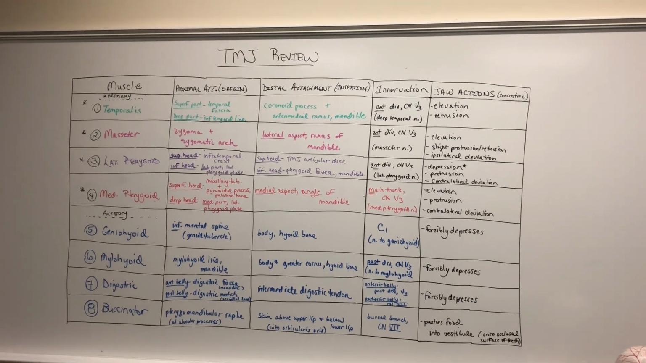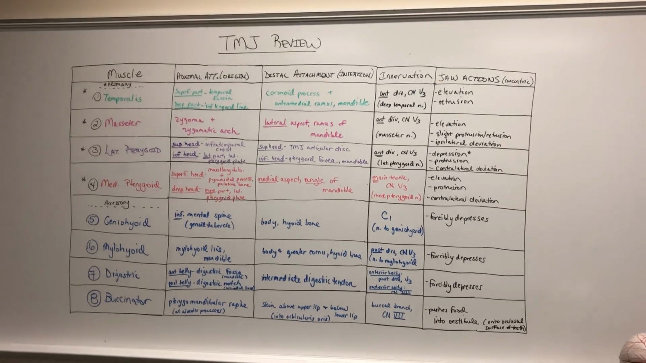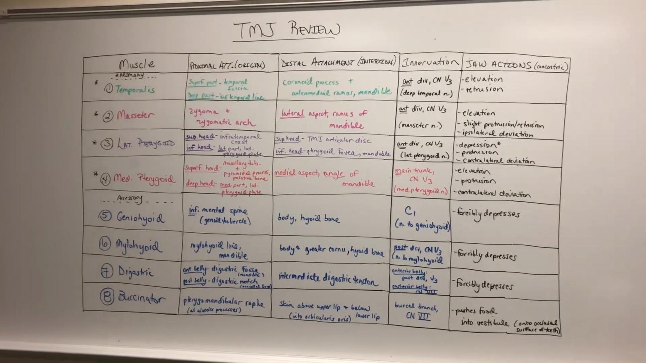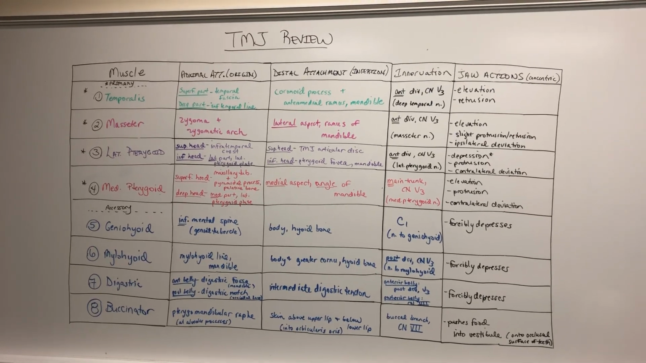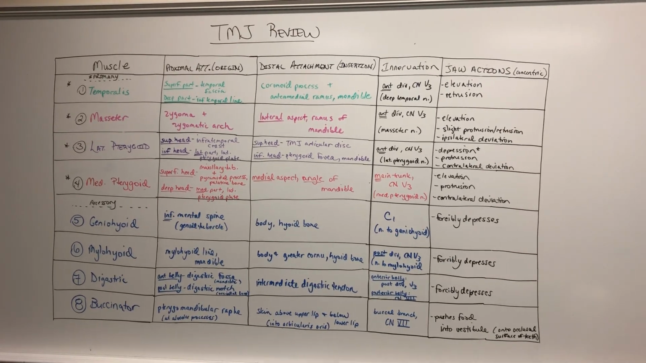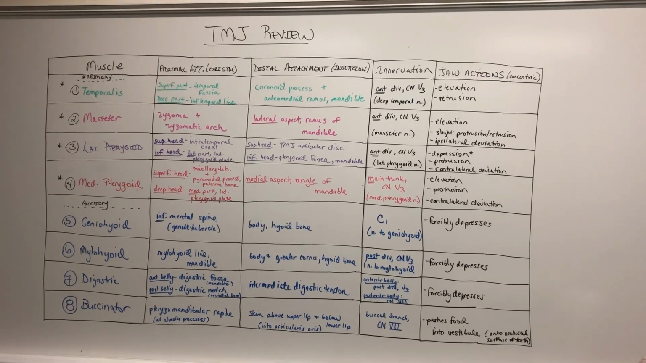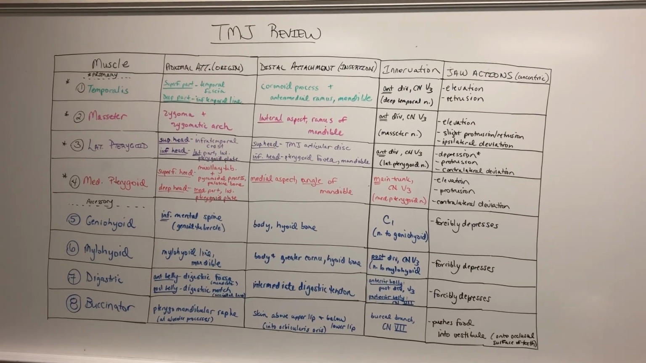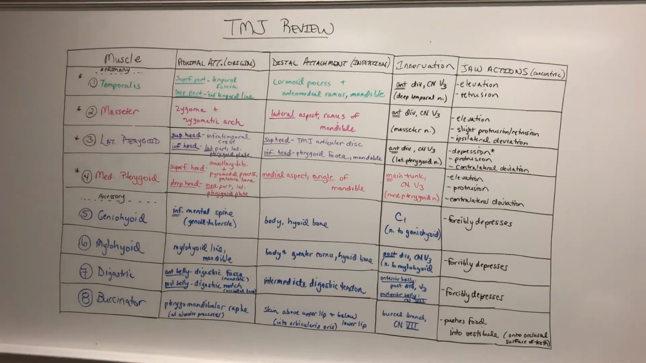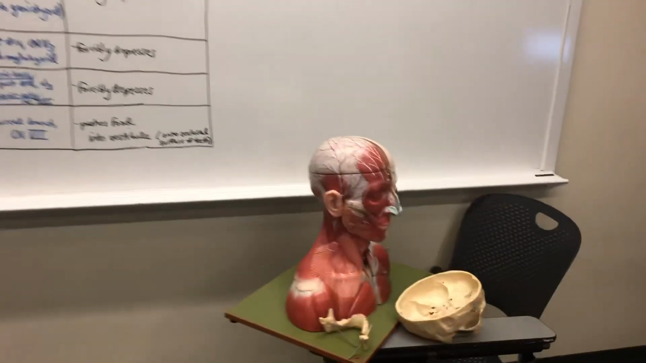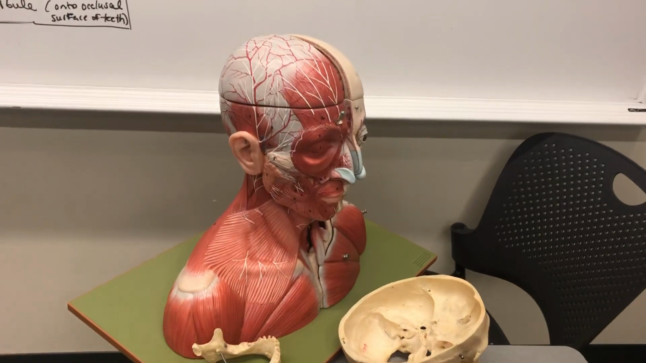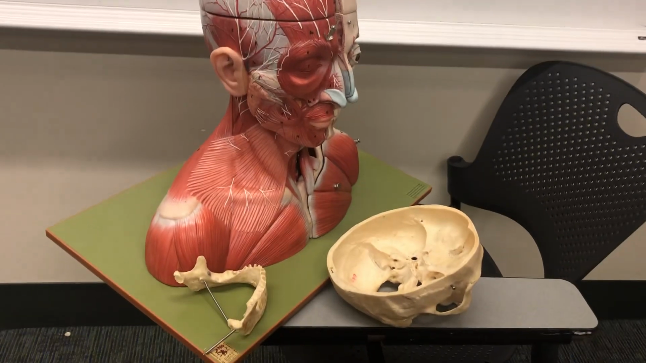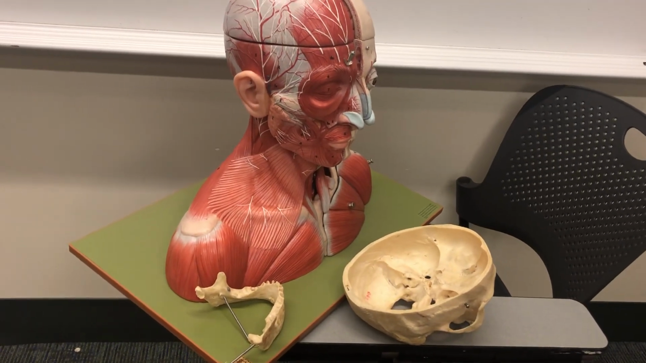Hello and welcome to the TMJ review. We'll include the major muscles of mastication as well as accessory muscles of mastication. We'll also talk about their proximal and distal attachments, their innervation, as well as their jaw actions in concentric contraction. We'll also go over how to locate some of these structures on the person, as well as some of their bony landmarks I've seen on the skull.